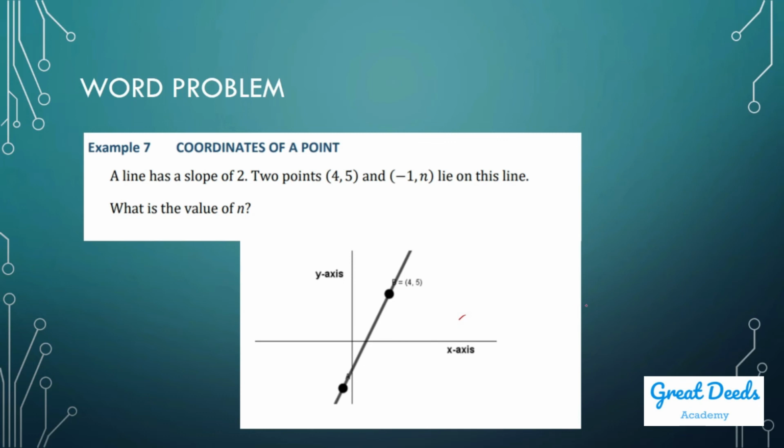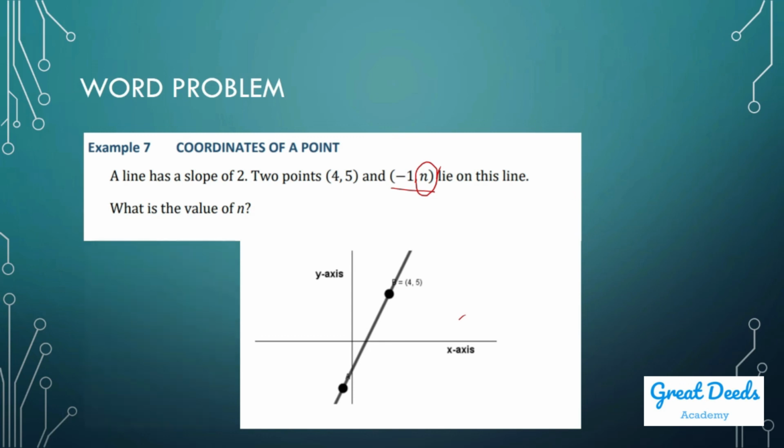Word problem. Example 7, coordinates of a point. A line has a slope of 2. Two points, (4, 5) and another point (-1, n), where we don't know n, the second coordinate of this second point, lie on this same line. What is the value of n?